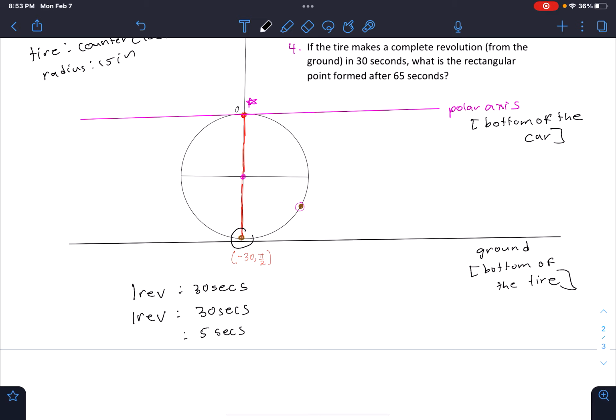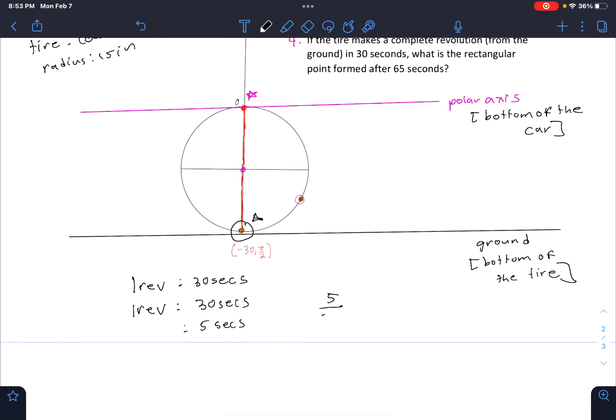So remember, this is the bottom of the tire. So in 5 seconds, let's think about it. If it takes you 30 seconds to complete one revolution, what is 5 in comparison to 30? That is 1/6. So in order to complete 1/6 of the revolution, that's going to take you 5 seconds. So if I know that 1/6 of a revolution is equivalent to 5 seconds, then I know that 1/6 of 360 degrees is where my point is going to end up. So if I do 1/6 of 360, that is 60 degrees.